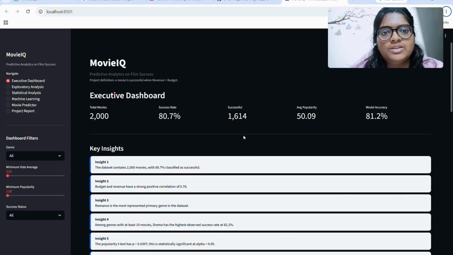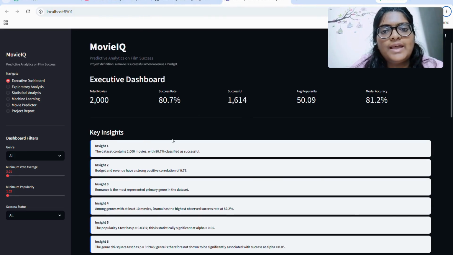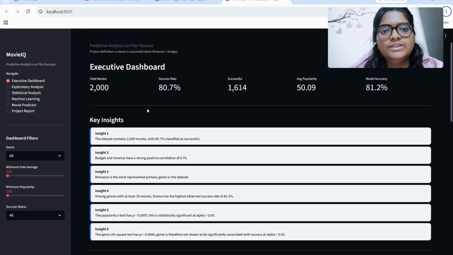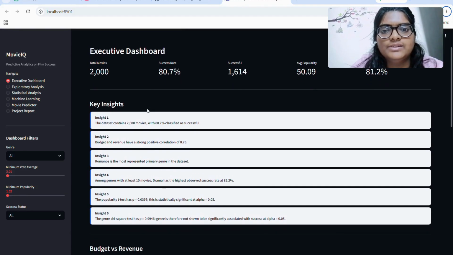Starting with the executive dashboard, we can see the main KPIs of the data set. The data set contains 2000 movies, and the overall success rate is 80.7 percent, with 1614 movies classified as successful. The average popularity score here is 50.09, and the machine learning model achieves an accuracy of approximately 81.2 percent. So the KPIs provide a quick overview of the dataset and the overall analytic results.